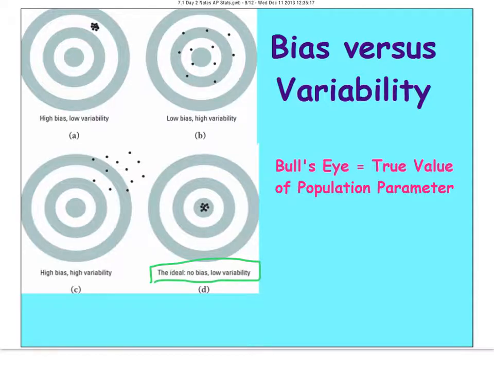Ideally, our ultimate goal would be a scenario like D. Your next option, if D was not available, B would be the next best option, because we do want low bias, but we want to try to minimize the variability as much as we can.